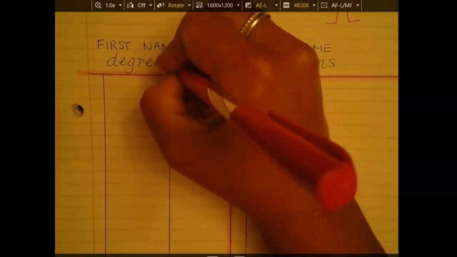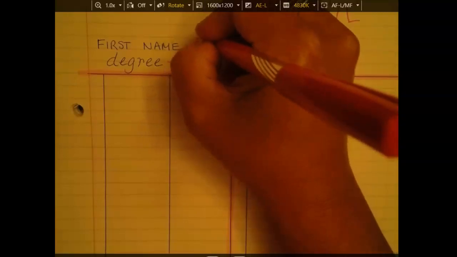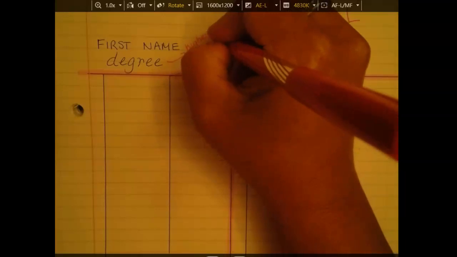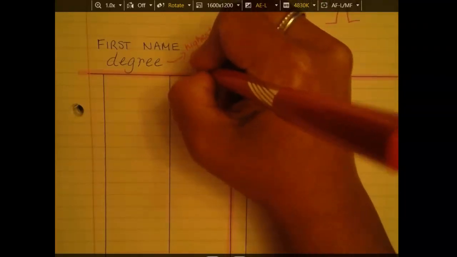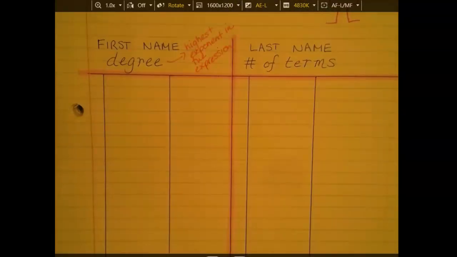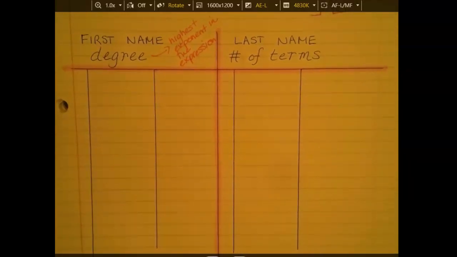So the degree is the highest exponent in that problem, in the expression. So why don't you pause the video and get your chart made and then come back and we will fill it in.